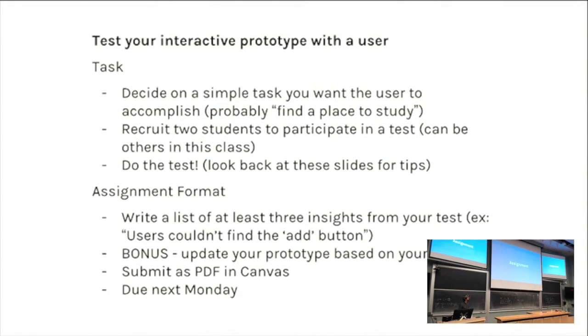Your assignment today, basically, we just want you to do a usability test on the app that you've been building. If you're doing your own track, take that app, go out and test it. If you're doing the one where you're trying to find spots to study, do a usability test on this app. Decide on a simple task you want the user to accomplish. Probably find a place to study. So that's the thing that was at the beginning, right? Hey, I want you to do this. Recruit 2 students, so we want 2 different people. They should be students, because that's our audience.